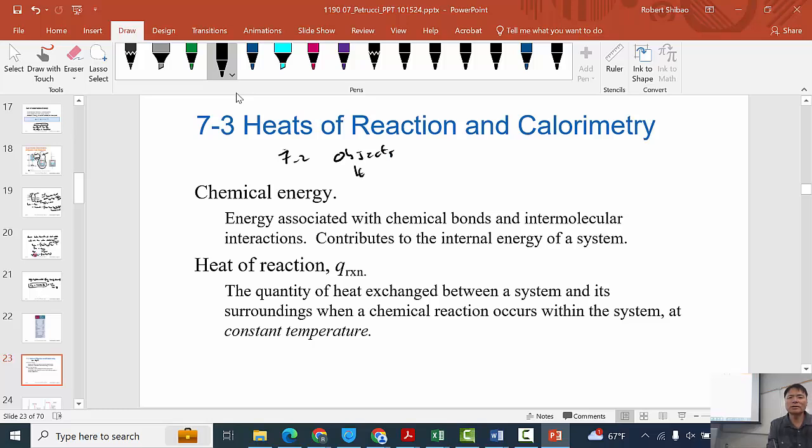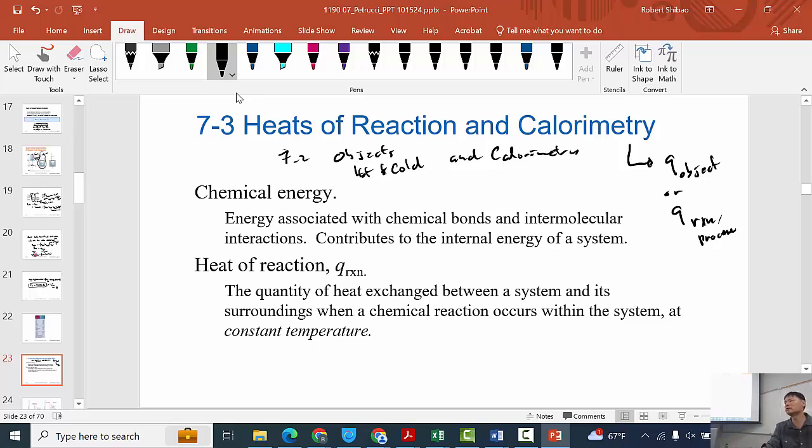Hot and cold objects. And calorimetry. So in calorimetry, we measure two things. We either measure Q of the object, like the lead, how much heat was lost by that hot lead, or we measure Q of the reaction or process. A process would be a physical process, like melting or boiling or something like that.